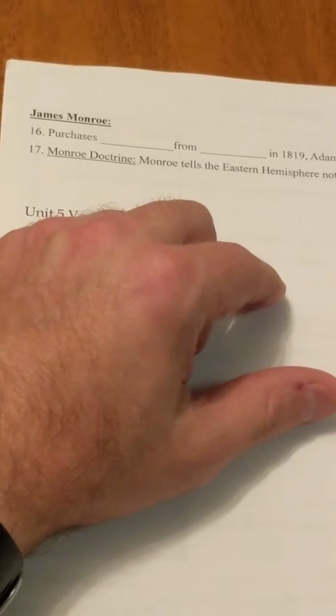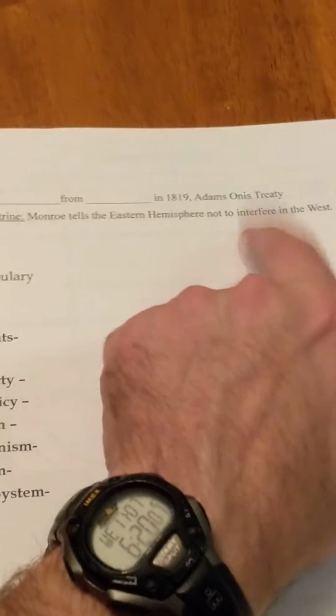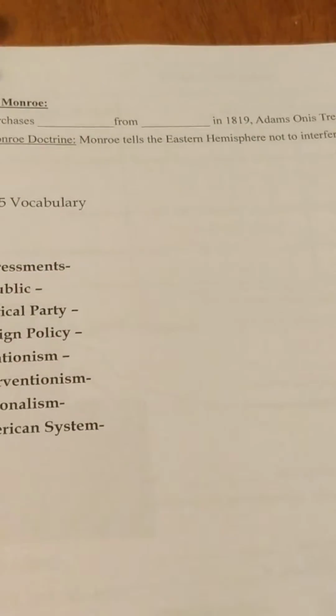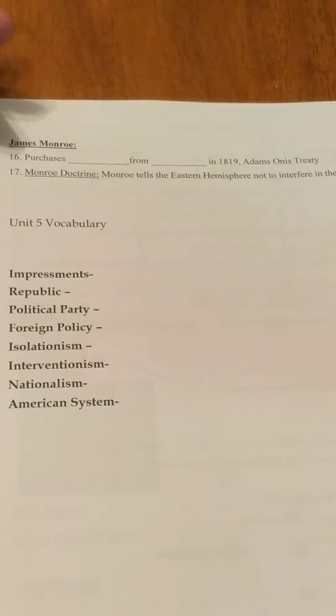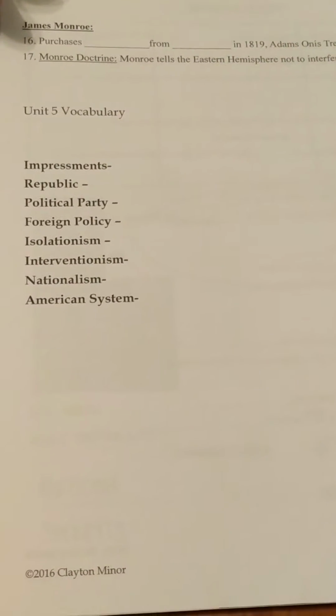Monroe pretty much tells the East, don't interfere in the West. It tells them not to come colonize. European countries were coming colonizing South America. He told them, we can trade, but do not come over here and try to colonize and interfere with our affairs.